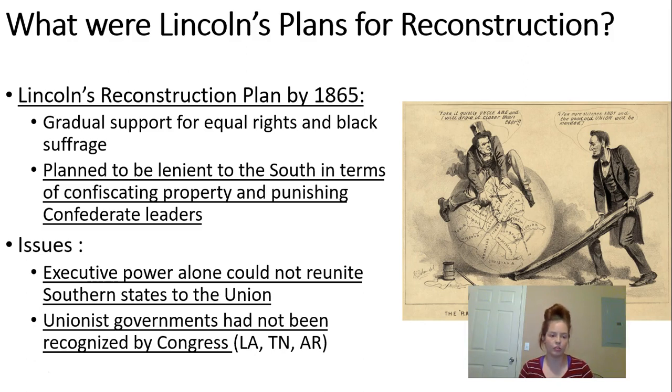Some issues that are going to come with this plan is that executive power alone could not reunite the southern states into the United States. So Lincoln alone does not have this power, and we saw that with Louisiana, where Lincoln was ready to accept their plan, but Congress rejected it, and so we're going to need some working together. We're going to need Congress to be involved.